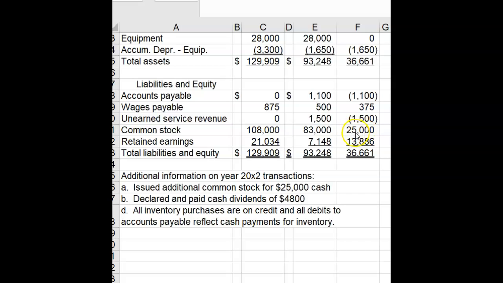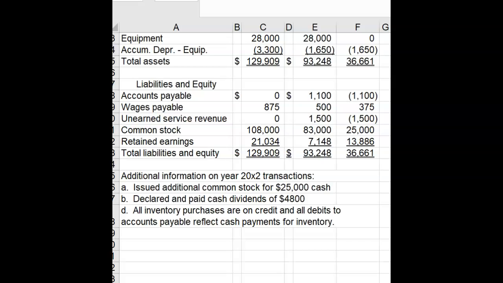So we need to see whether this $25,000 arose from a cash transaction. And if we look at the additional information, we can see that the company issued additional common stock for $25,000 cash. Therefore, we need to increase the cash flows in the financing activities section of the statement of cash flows by $25,000.